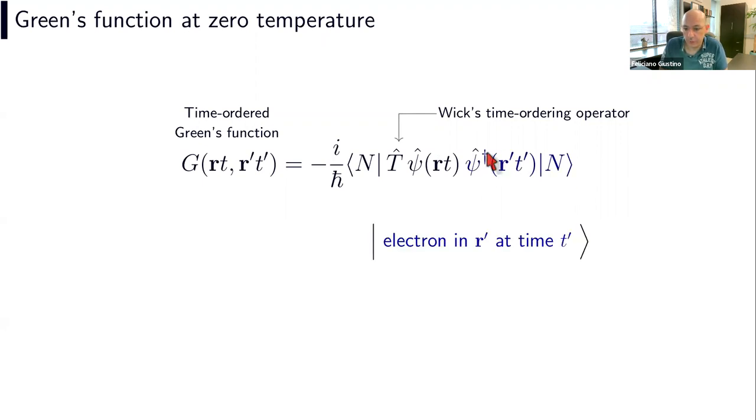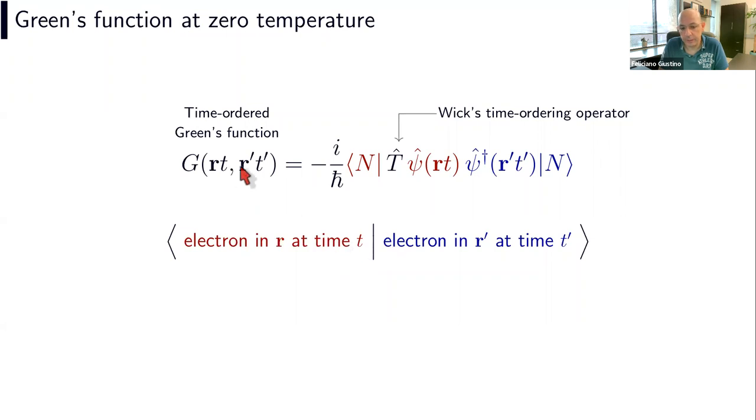If I focus on this side, what I just highlighted in blue, this corresponds to taking the ground state and creating an electron at the point r prime and at the time t prime, okay? So this represents the ground state plus an electron at the space-time point r prime t prime. If you now look at the left-hand side and ignore for a second the Wick operator, you discover that we have essentially the Hermitian conjugate of what I just described. So here we have the ground state with an extra electron at the space-time point r and t.